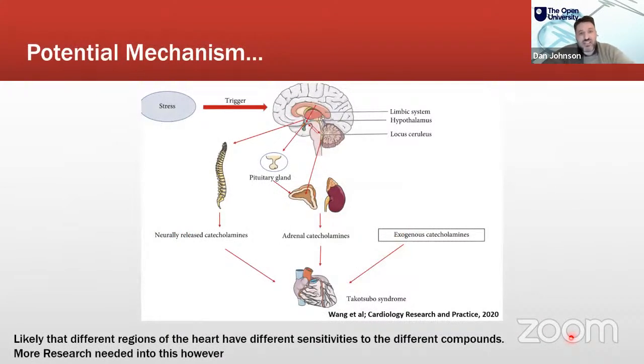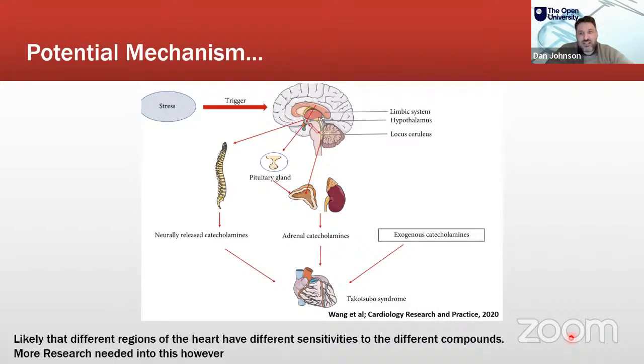Some mechanisms: we think again about stress and the adrenergic system. That stress is caused by a trigger, which then might target the limbic system in the brain and hit the hypothalamus and the locus coeruleus. Don't worry about those names, they're just certain areas of the brain that are known to be involved in stress mechanisms. They cause activation at the ganglia, and cause neurally released catecholamines, which might then drive the syndrome. At the same time, they'll hit the adrenal glands and the pituitary glands, which will ultimately lead to these adrenal catecholamines, as Duncan was speaking about before, which will also drive this syndrome at the end.